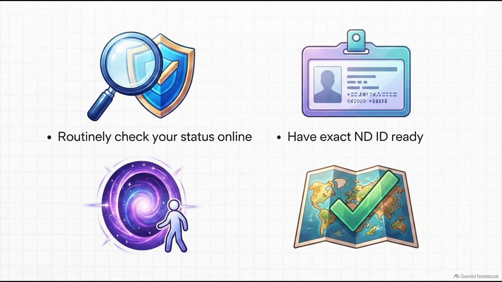Third, if you do find out you're suspended, immediately pivot over to the Reinstatement Gateway. Have your social security number ready so you can see your exact requirements. And finally, remember that North Dakota simply cannot fix another state's problem. You have got to clear those out-of-state holds first before you even try to reinstate in ND.